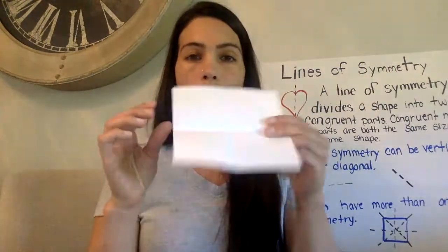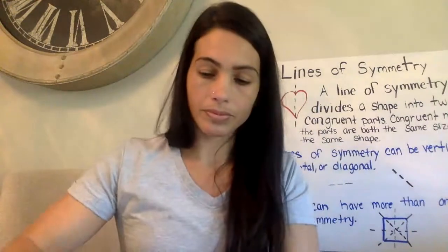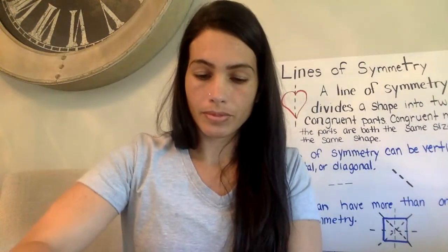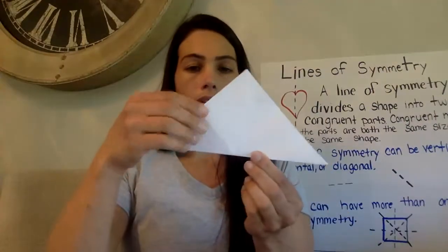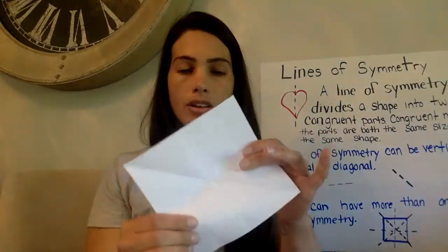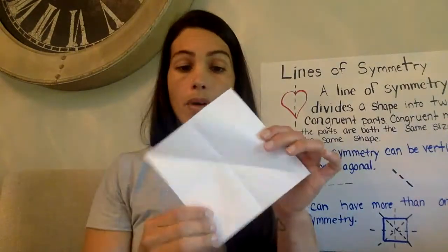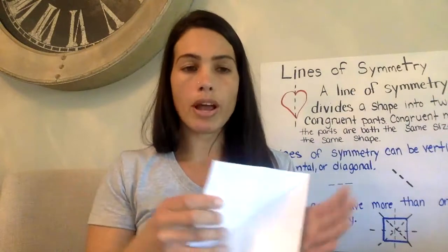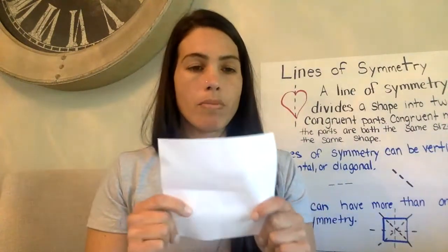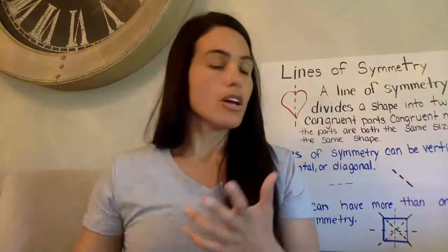If I was to do diagonal, they're the same on both top and bottom. And I could do diagonal the other way. So a square would have 4 lines of symmetry. Remember that, a square has 4 lines of symmetry. Okay?